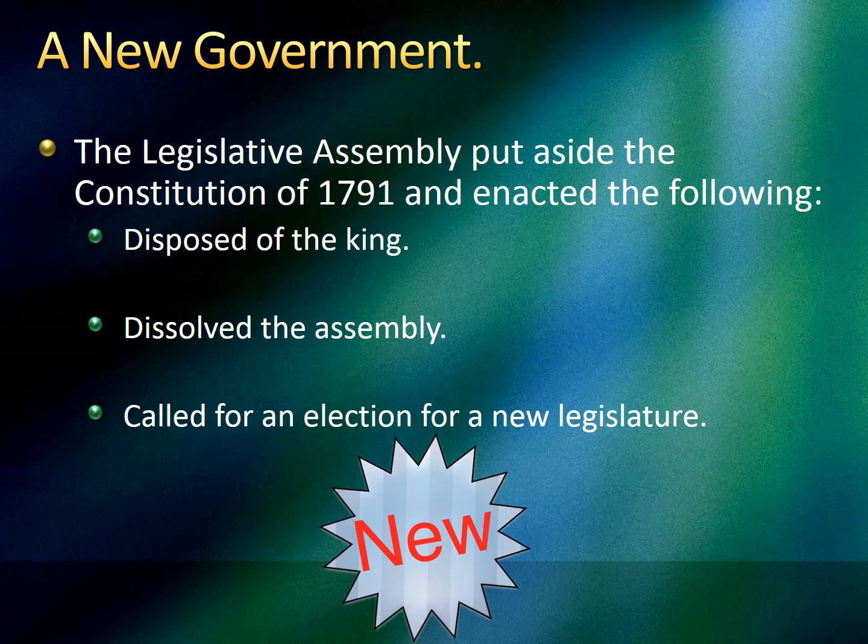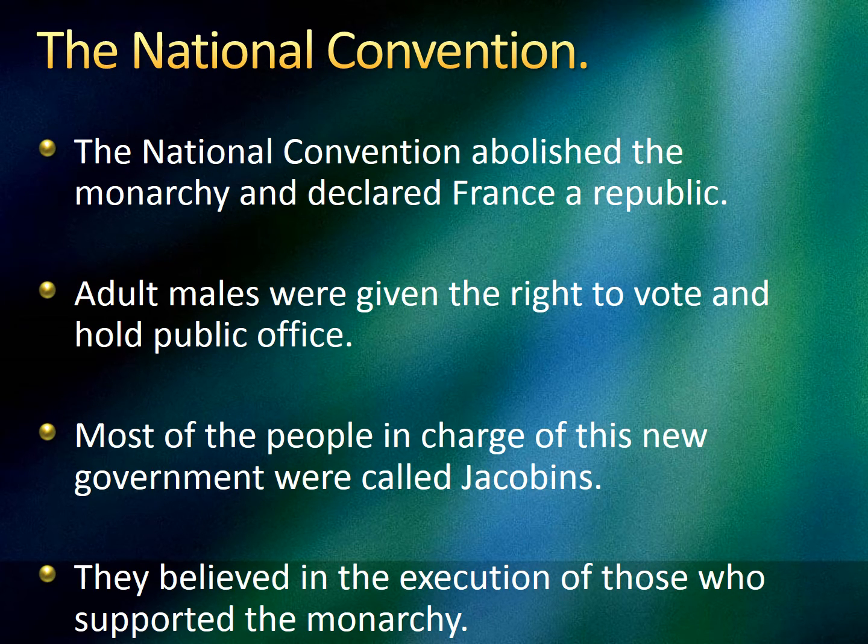So the new government. The Legislative Assembly put aside the Constitution of 1791 and enacted the following. They deposed the king, so the king no more. He's just a normal, everyday person pretty much. They dissolved the assembly, and they called for an election for a new legislature. This new legislative assembly is going to be called the National Convention. The National Convention abolished the monarchy and declared France a republic.